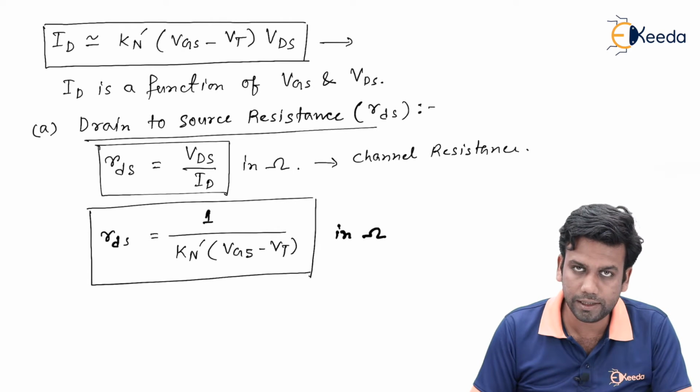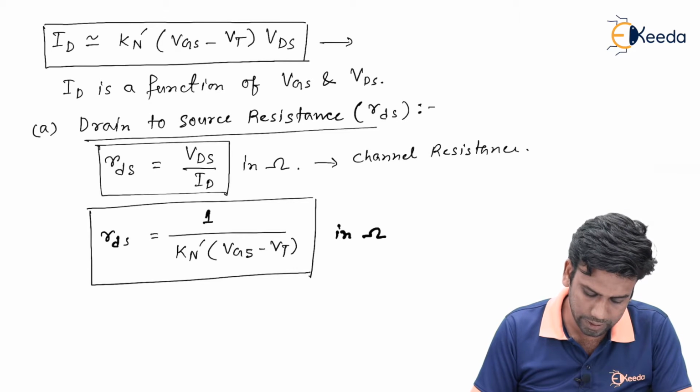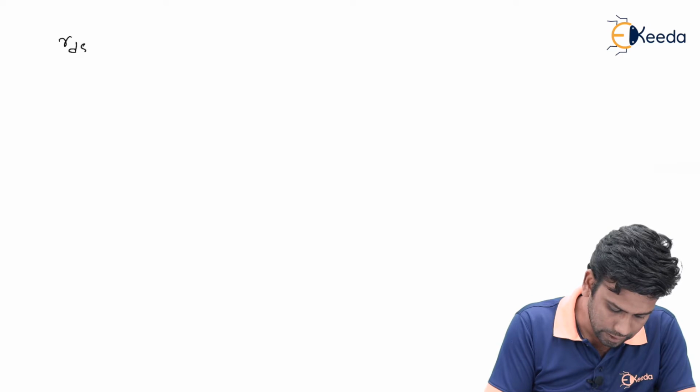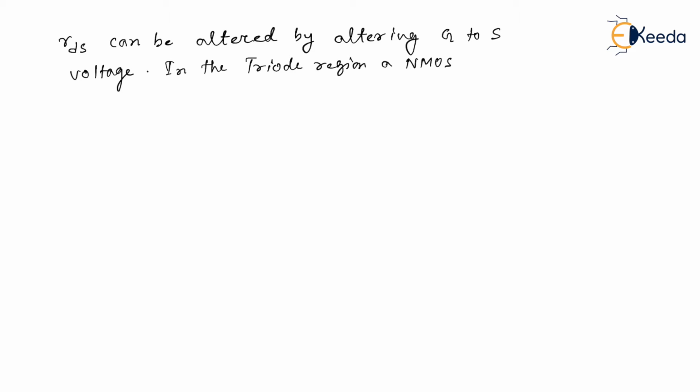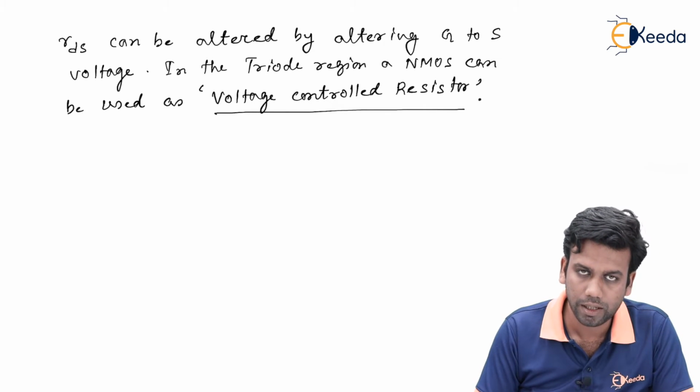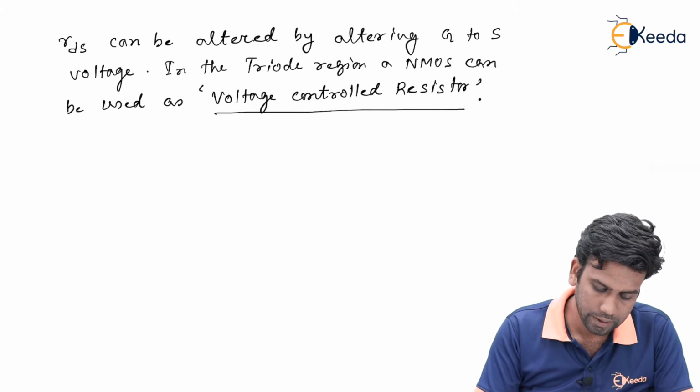will give the value of drain to source resistance in ohm. So we can see that the characteristic resistance or the channel resistance RDS can be altered by applying the gate to source voltage, that is the channel resistance RDS can be altered by altering gate to source voltage, and in the triode region a NMOS can be used as a voltage control resistor where the channel resistance can be controlled by the gate to source voltage.